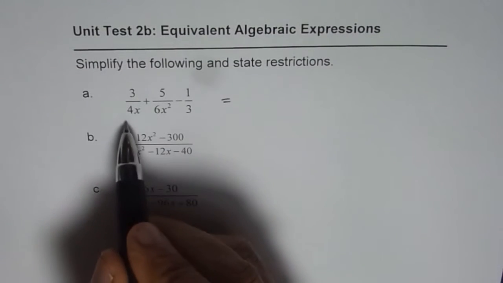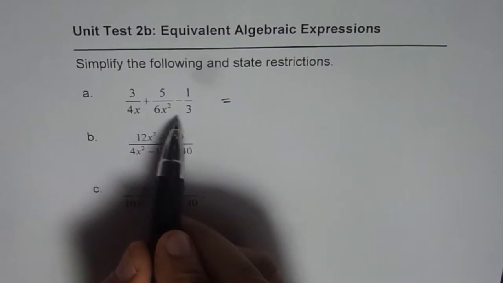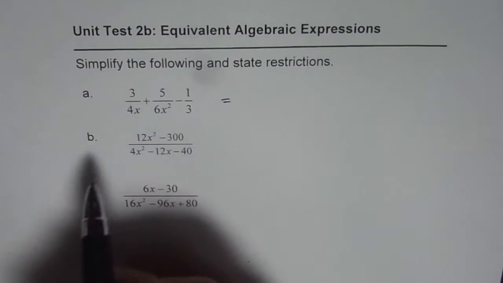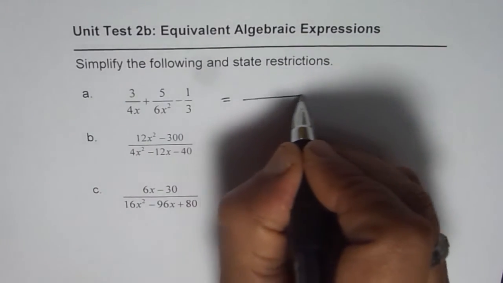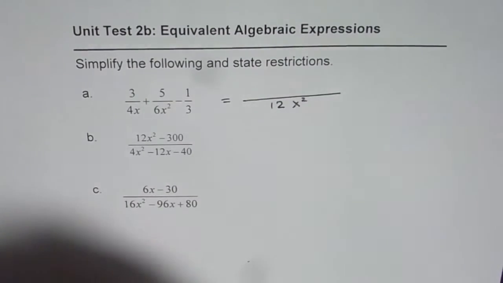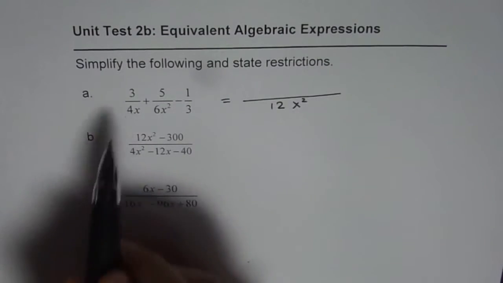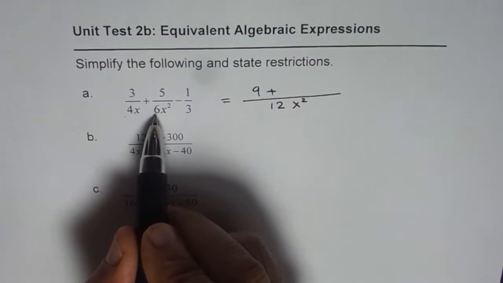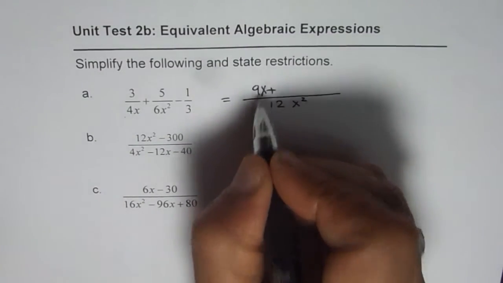So first one is 3 over 4x plus 5 over 6x squared minus 1 over 3. We are looking for a common denominator as far as numbers are concerned. 4, 6 and 3. 12 is the number which is a common multiple for each, and x squared is the variable. So we can make all these terms with a common denominator of 12x squared. Now to make 12, the first term should be multiplied by 3, right? 4 times 3 is 12, so 3 times 3 is 9, plus second term multiplied by 2. The first term we have to also multiply by x because x squared, right? So it is 9x, correct?